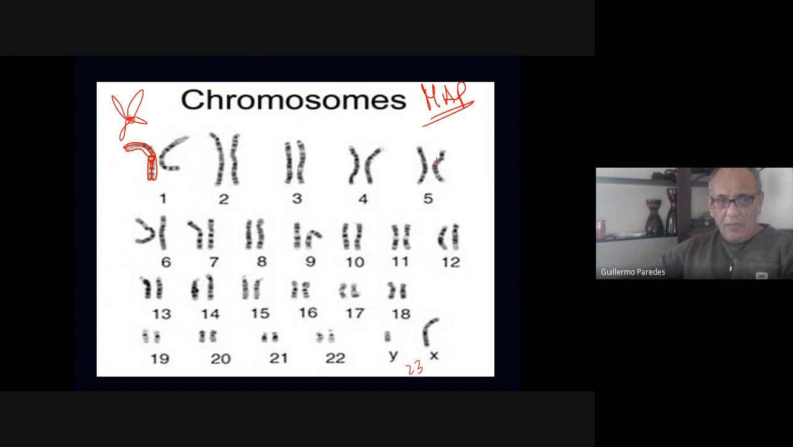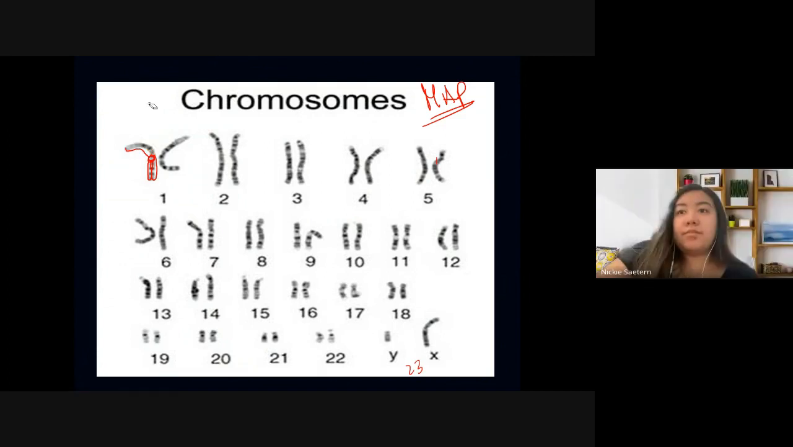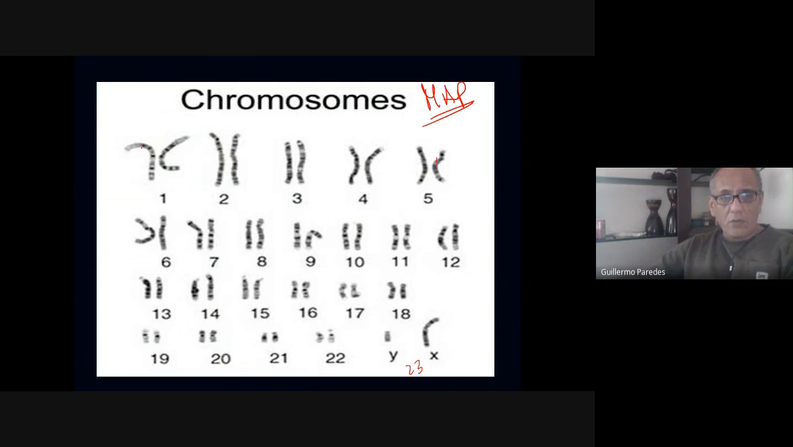Okay, did we get that? Yes. So this is one chromosome, and this is another chromosome. This is from the father or mother, mother or father: mother, father, mother, father, and so on. All right, so that is number one.